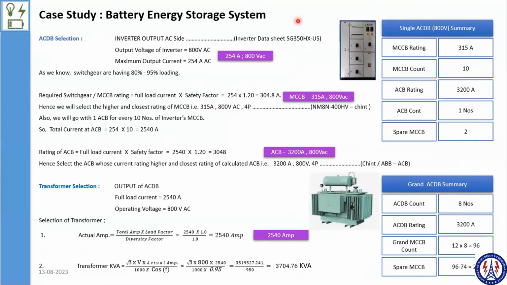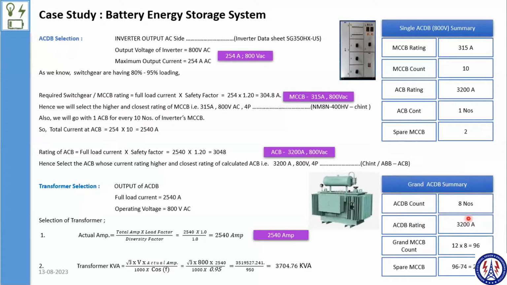For ACDB, don't be surprised. We gave the calculation for a single ACDB. Then you tell me how many ACDBs are required for accumulating 74 inverters. How many ACDBs do you require in total? This configuration is for a single ACDB. Correct? So in total, you do require 8 ACDBs. I mark the summary here: total ACDBs are 8.